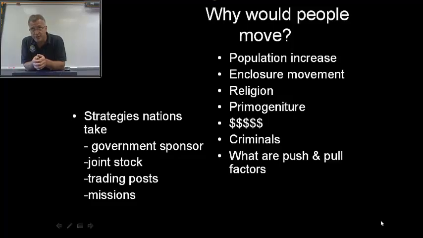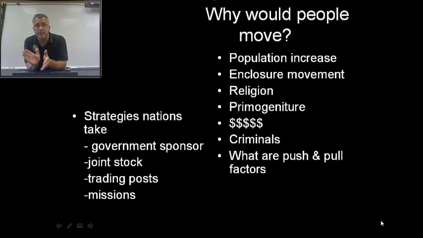Push factors are things that push you out. They're generally bad. The potato famine in Ireland in the 1840s is a push factor. It pushes the Irish out. There's nothing to eat. They're starving. Pull factors then pull you in and are generally good things. Opportunity, the chance to better your position in the world, social mobility, to change your class, your wealth and your status. That's going to pull people to the New World.